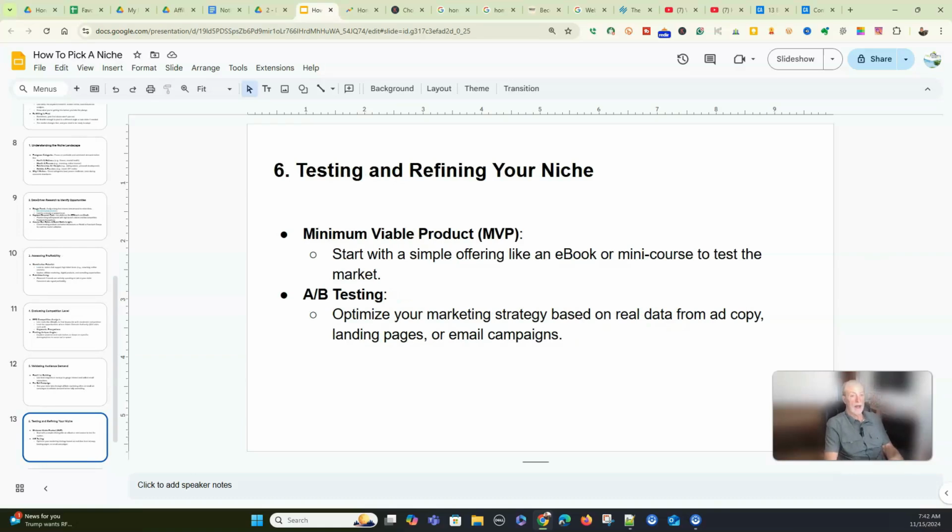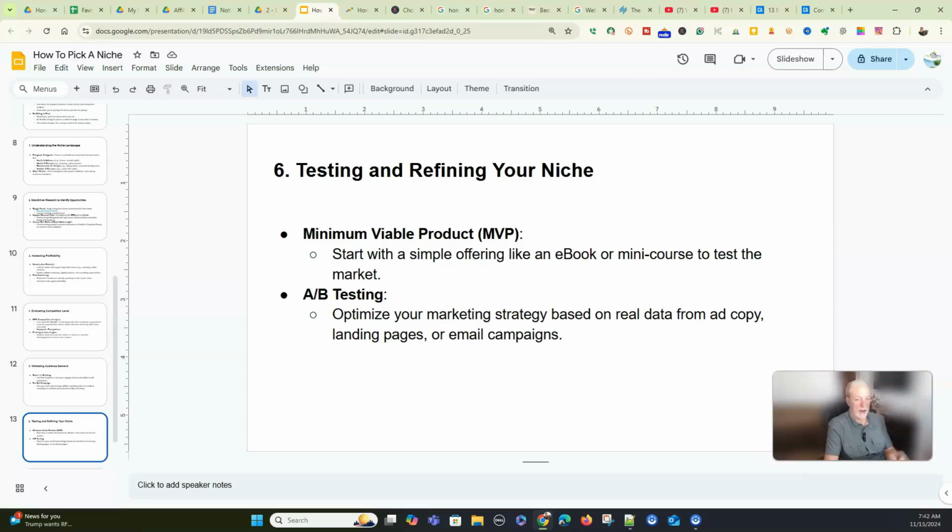So again, I've already kind of jumped ahead, but testing and refining your niche. When you're doing that, you want to create a lead magnet, and you don't want to put all the information in there. You want to create a minimum viable product. We're not talking about a shoddy product or a half-baked product, but a product that is truly helpful, meets a need, but you don't have to throw everything in there. You don't have to tell them everything you know.